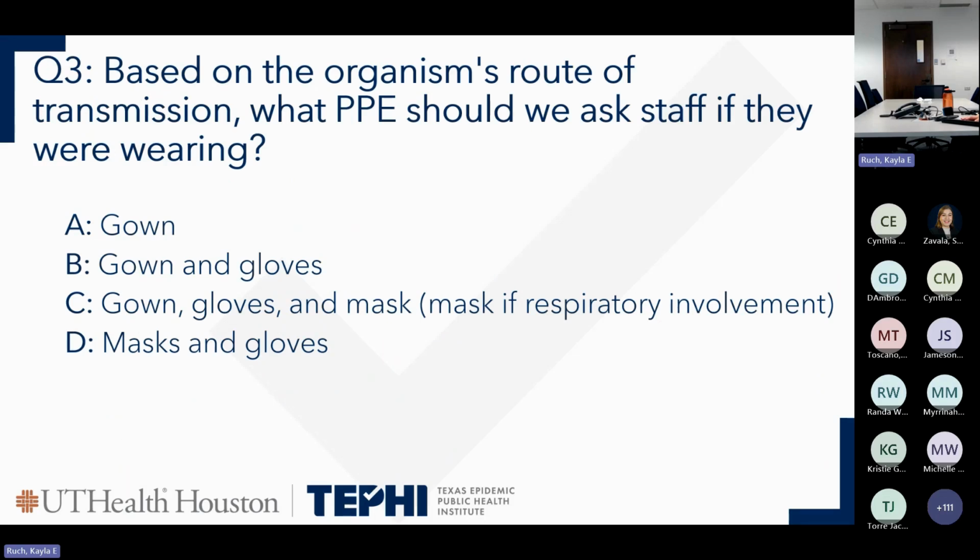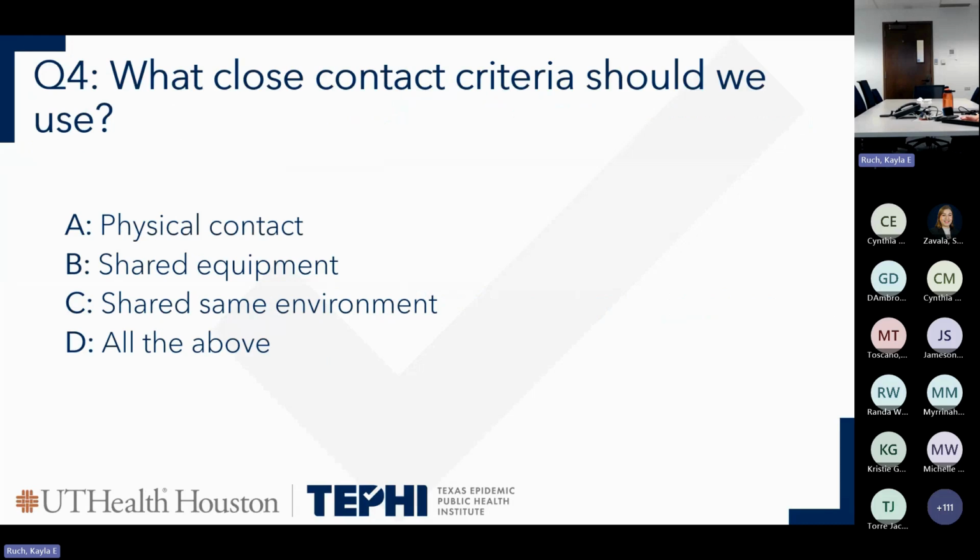So question 3: based on the organism's route of transmission, what PPE should we ask about when we conduct our interviews of potential exposure? What PPE do we ask were you wearing? Is it A, gown and gloves; B, gown, gloves, and mask; C, mask with respiratory involvement; or D, masks and gloves for this specific pathogen? Right? The answer is B, your gowns, gloves, and masks.